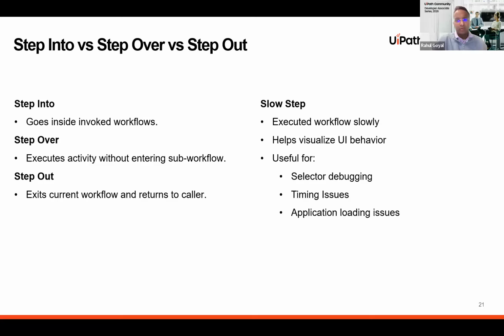Slow step is basically where you put some delay in the execution. It helps you visualize the UI behavior. If it's a selector you're debugging and there are timing issues, it just pauses and puts a gap before it jumps into the next step. That sometimes is critical if you're doing web automation. In that case, you want to slow down your execution to make sure whether it is truly just a timing issue that's causing it to fail, or something else going on. So in that case, you can use slow step also.